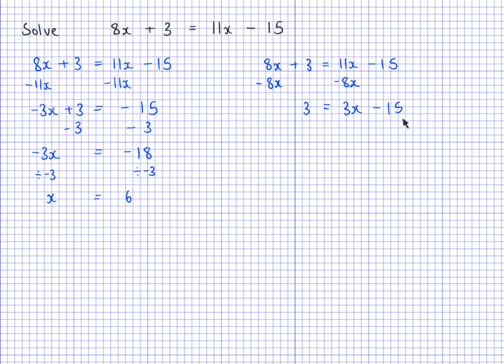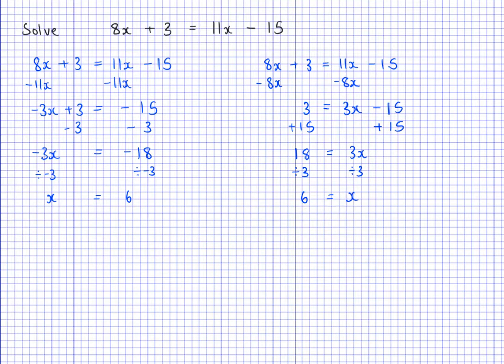11x take away 8x is 3x, and then the negative 15 is still there. Now, this negative 15, if I want to undo this and leave it with just 3x on this side, I need to add 15. So I'm going to add 15 here, but I need to keep it balanced by adding 15 there. So 3 add 15 is 18, and on this side I have 3x. Now, if I want to know what x is, I've got 3x is 18. If I divide by 3, I will find out what 1x is. So divide by 3, and I have to do it here as well. 18 divided by 3 is 6, and 3x divided by 3 is x. And I can see that I still have x equals 6 here.